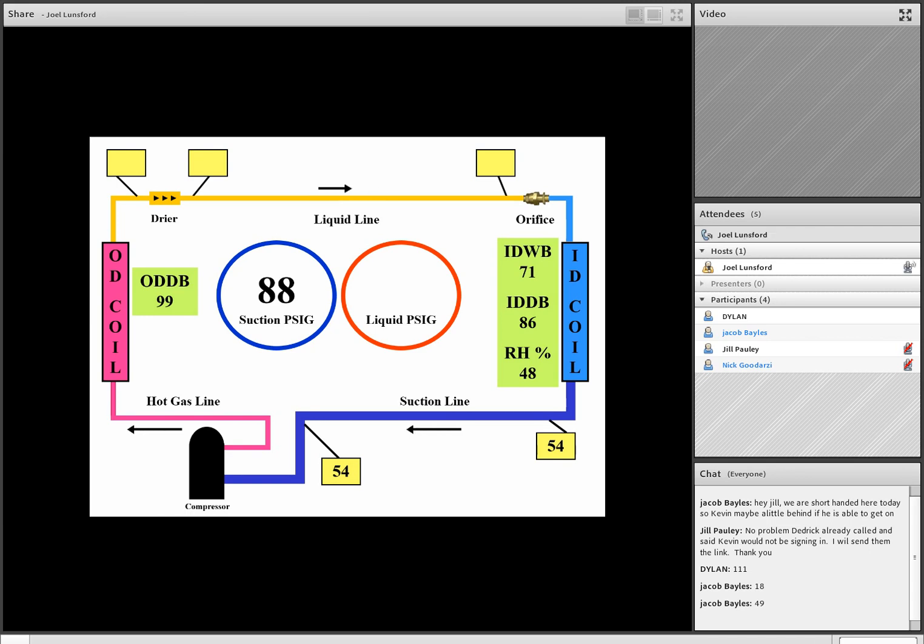Alrighty, let me pull a superheat chart here myself. I've got one printed out. If everyone could please give me just a moment while I do that, we'll do a little work together.